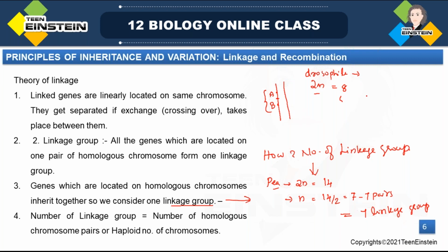In human beings, it is very difficult to study because they have a lot of genes and a lot of combinations will come, right? So it will be very difficult. Study material should be a common one, where we can identify the characters very easily. So in Drosophila, the diploid number of chromosomes is 8 and the haploid number n will be 4, right? So how many pairs? 4 pairs. So how many linkage groups? 4 linkage groups.